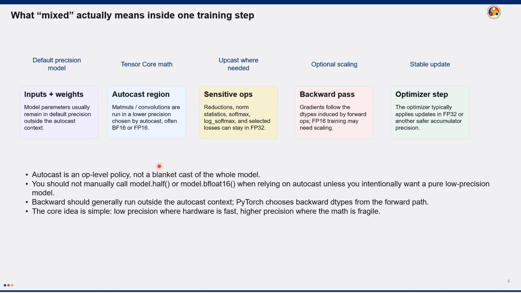So the forward should be autocasted, and then the backward should generally be run outside the autocast context, because that will run in full precision. The core idea is to give low precision where the hardware is fast, which is matrix multiplications and convolutions, and higher precision where the math is fragile, like the computation of the loss function, the activations, and so on.